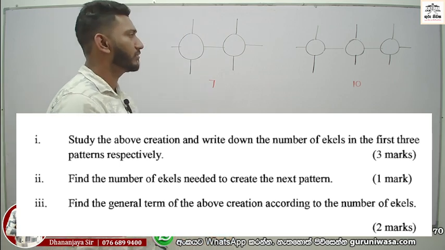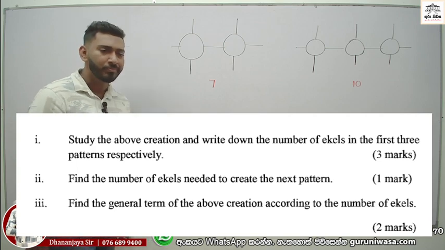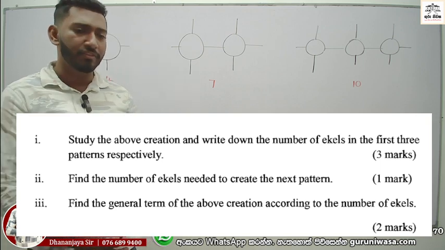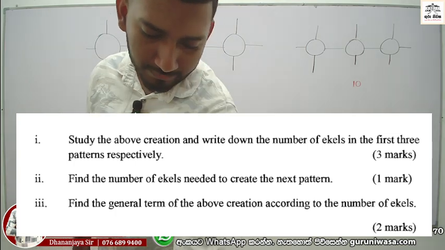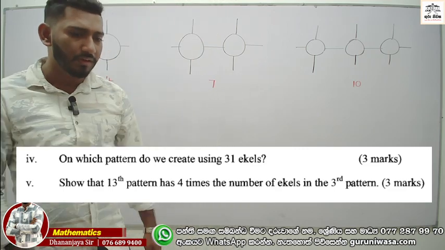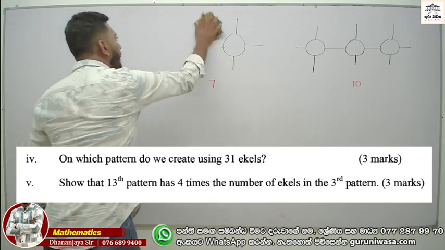After 13, that's very easy. 1 mark. Very easy question. Now find the general term of the above creation according to the number of years. Right. Now we have to find the general term.